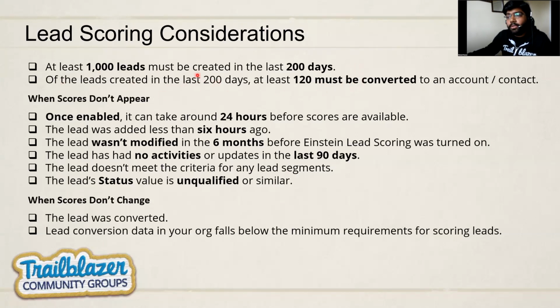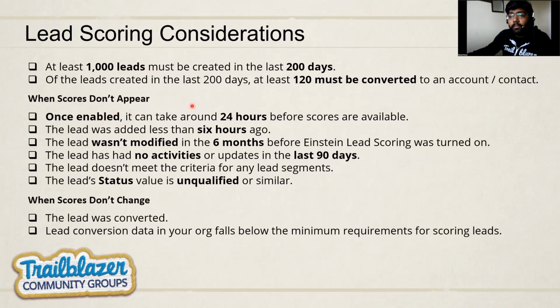Now this is not at org level, because you can do lead scoring at a segment level. You have your lead object, a big object, and maybe you segregate it into 5 categories: hot leads, maybe US leads. You segregate them and then run this lead scoring engine on each segregated set. Then each segment should satisfy this criteria. If the segment doesn't meet this criteria, it will not do the scoring. If the lead conversion data falls below this minimum requirement, it will not do the scoring. And if the lead has already been converted, it will also not do the scoring.